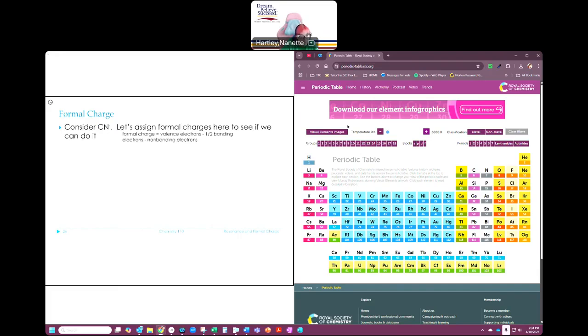Now, let's talk about CN minus. So we have a carbon, we have a nitrogen. There's one of each.